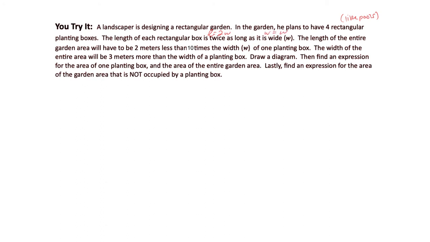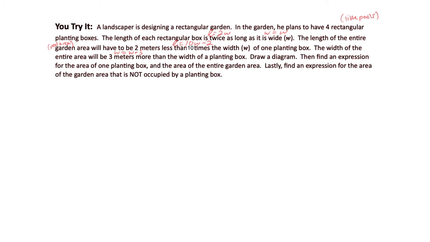The entire garden will have a length 2 meters less than 10 times the width, so 10w minus 2. That's the length of the whole garden. So the garden area, you think of as the pool area. The width of the entire garden area is 3 meters more than the width of the planting box. So w plus 3 is the width of the garden area, which would be like the pool area.